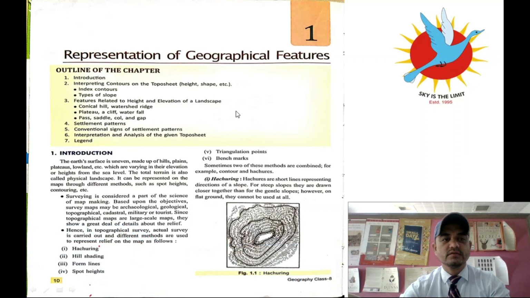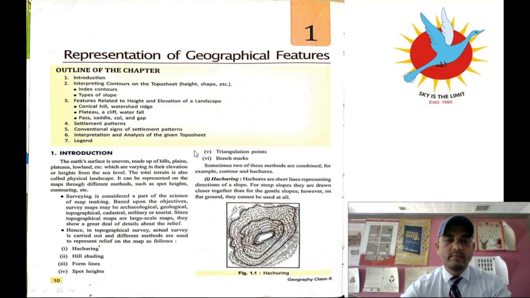The outline of the chapter is: introduction, interpreting contours on the topo sheet, height, shape, index contour, types of slopes, features related to height and elevation of the landscape, conical hill, watershed, ridges, plateau, cliff, waterfall, pass, saddle, col, gap, settlement pattern, conventional signs and symbols, interpretation and analysis of topo sheets and legends. Let's start with the introduction.